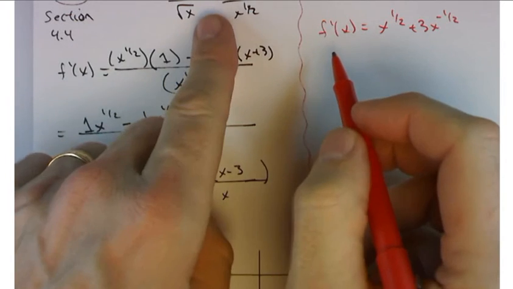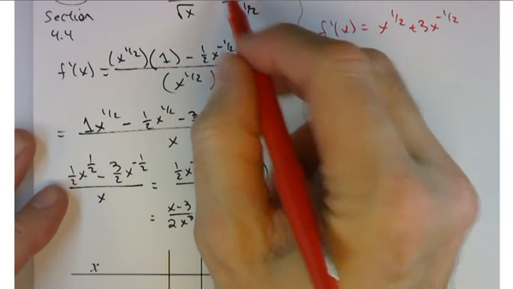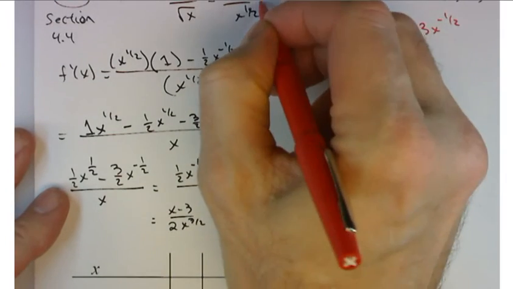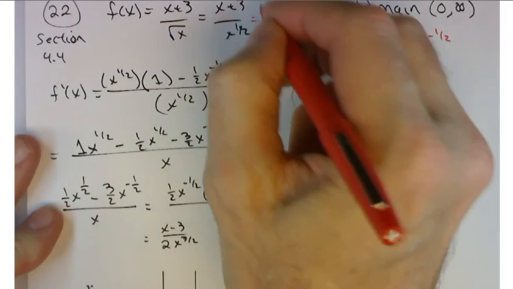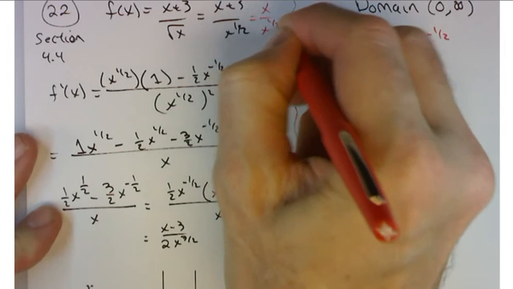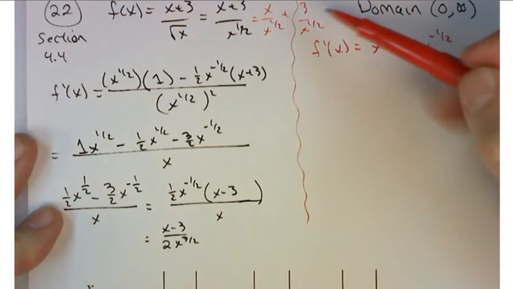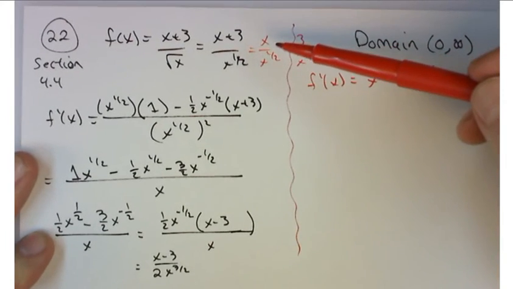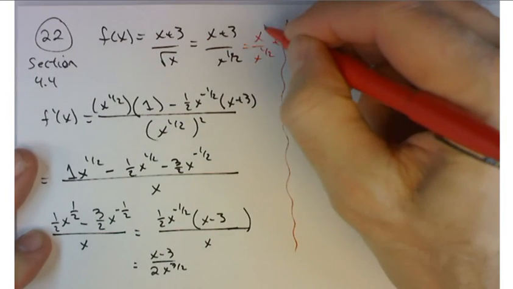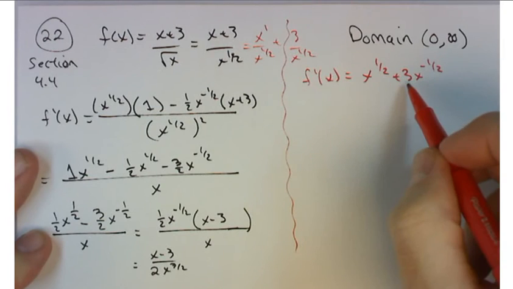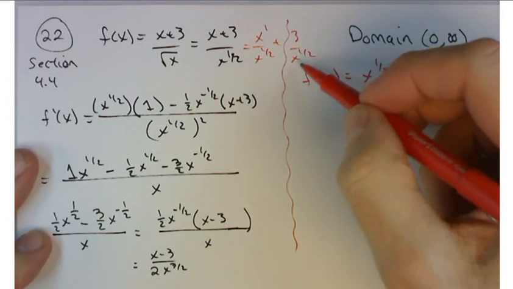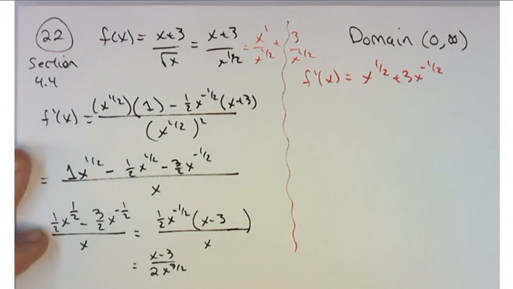The other way to work this is to divide both of these by the denominator. So I get x over x to the 1/2 plus 3 over x to the 1/2. Now if I subtract exponents, 1 minus 1/2, I get x to the half. 3 over x to the 1/2, I can write it like that.